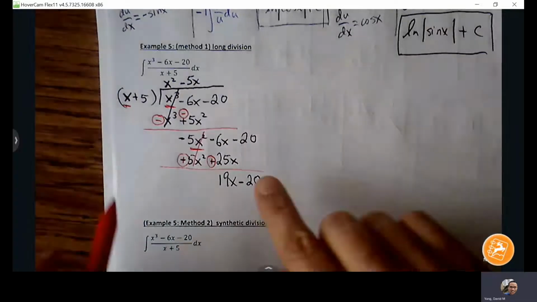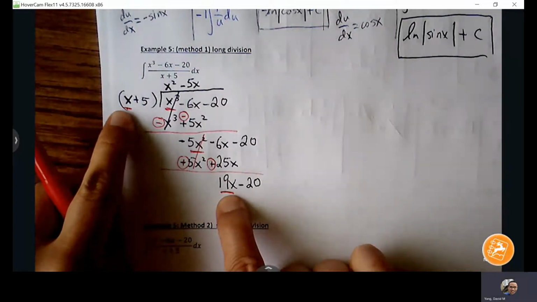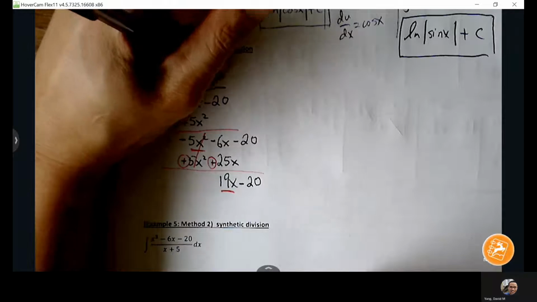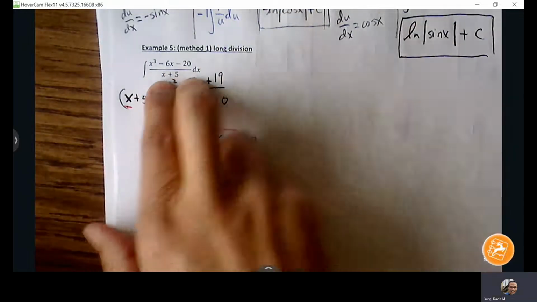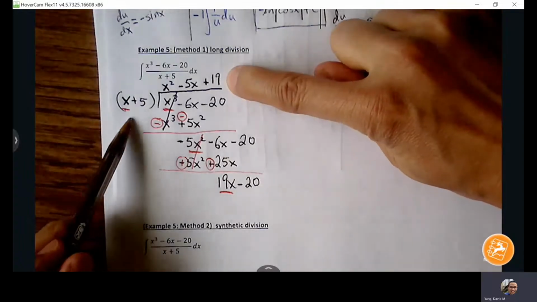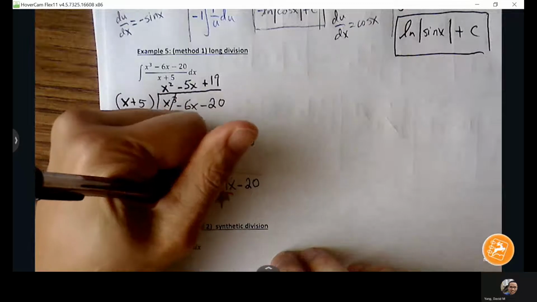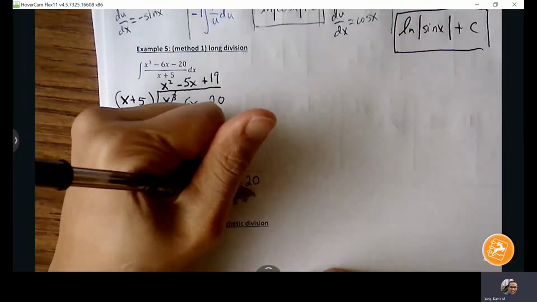Okay, back to the beginning. x times what gives us 19x? 19, so put a plus 19 here. Okay, don't look at the x squared minus 5x anymore. You're just focused on that 19 and the x plus 5. Distribute the 19 through, we get 19x plus, and then 19 times 5 is 95.